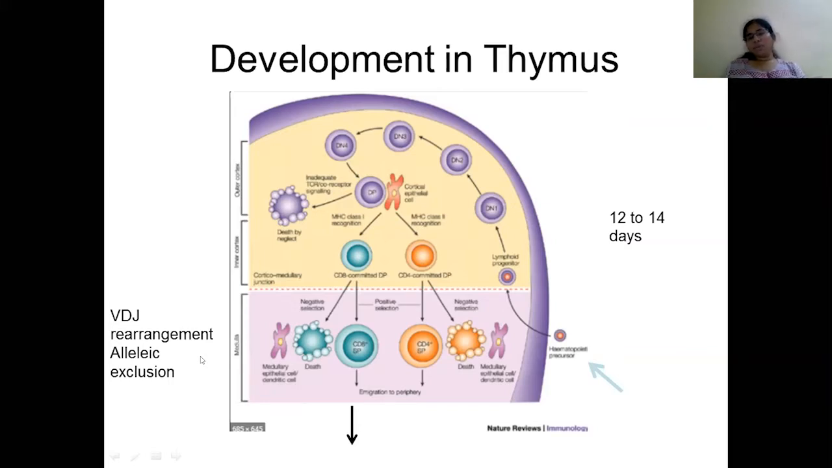But as of now, we should know that the naive T cell which comes out is able to recognize self MHCs with a fairly good affinity. And that is the naive T cell which comes out. The whole process for one T cell takes around 12 to 14 days. And it is the main thing that happens during fetal life and early infancy.